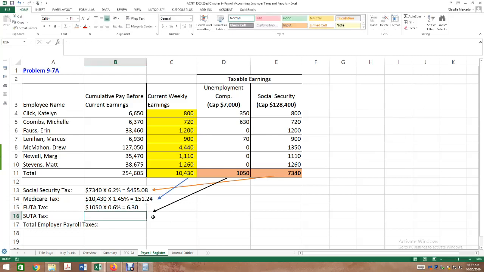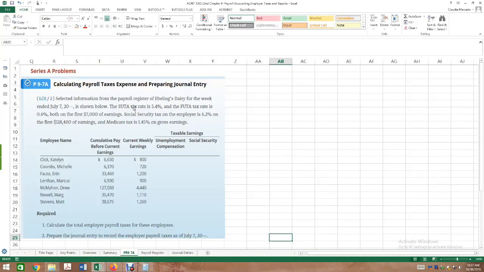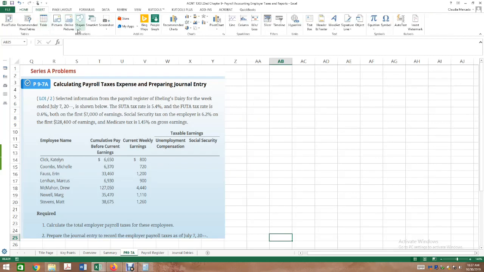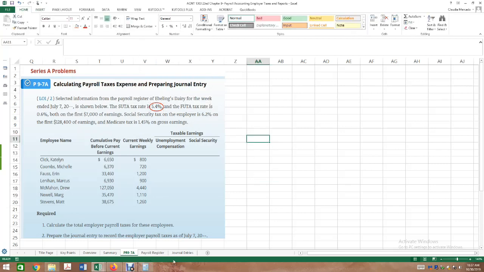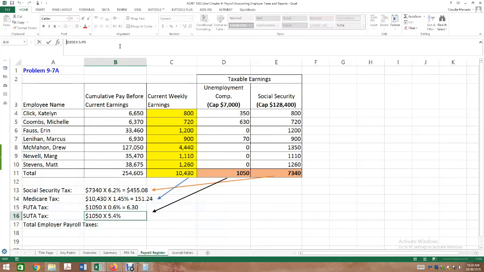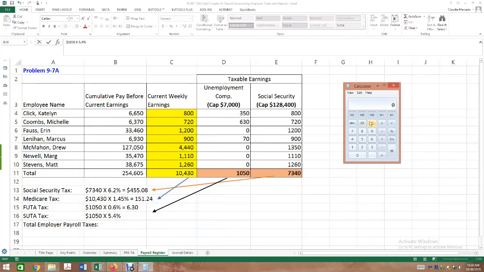And then for your SUTA tax, we're going to get the 1,050. And the rate that was given to us was 5.4%. So where am I getting this from? From the problem. It says here your SUTA tax is 5.4%. Right here. That's where I'm getting the 5.4%. So I'm going to get my calculator. It'll be 1,050 times 5.4%. It's going to give me 56.70.